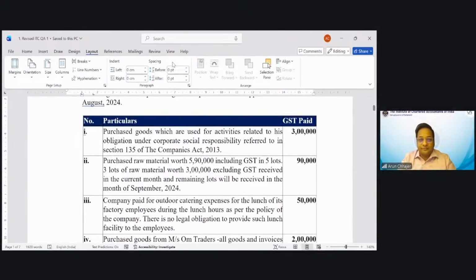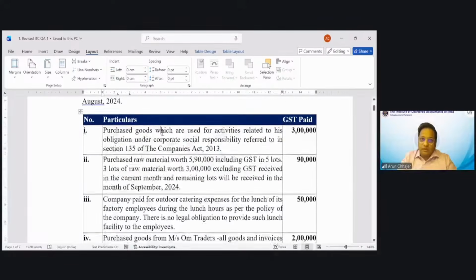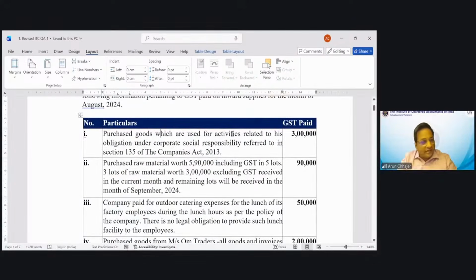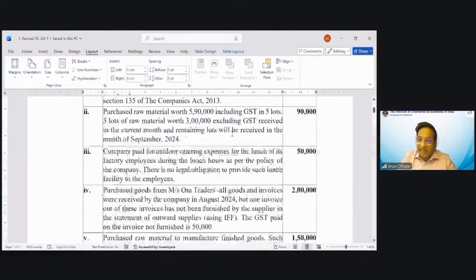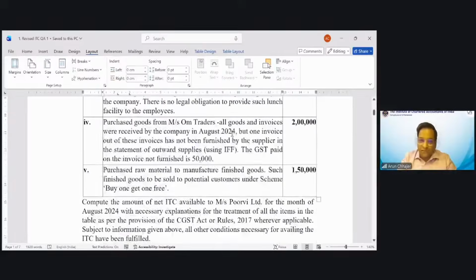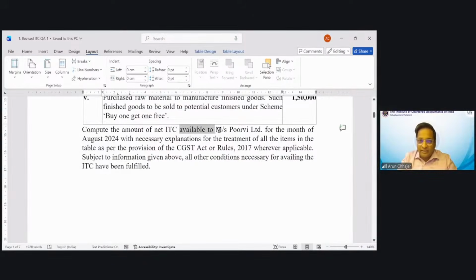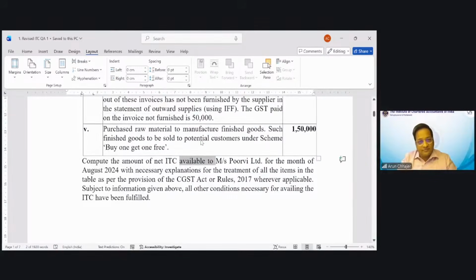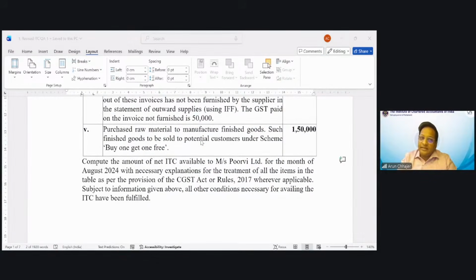Now, what will you say, would we be able to take ITC or not? Purchase of the goods which are used for the activity relating to the obligation under corporate social responsibility, can we take the ITC of 3 lakh or not? Give me the reason. Compute the net ITC available with the necessary explanation. What reason would you give? What will be the reason?